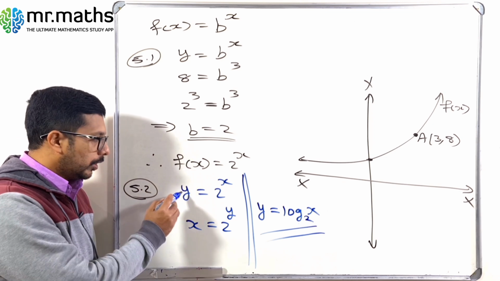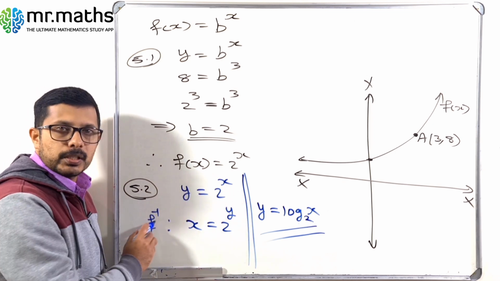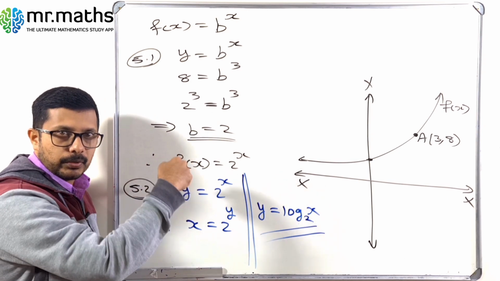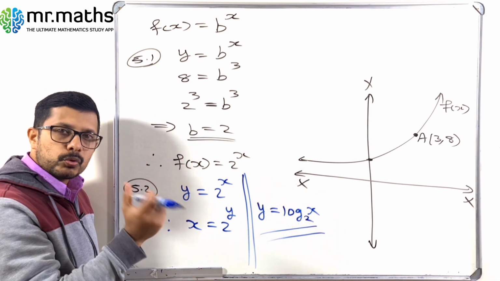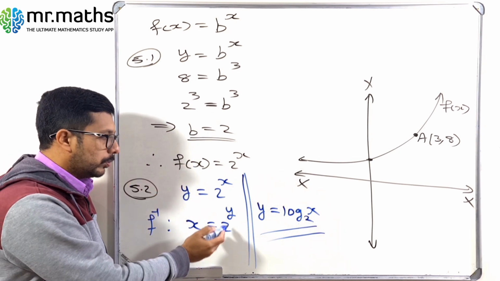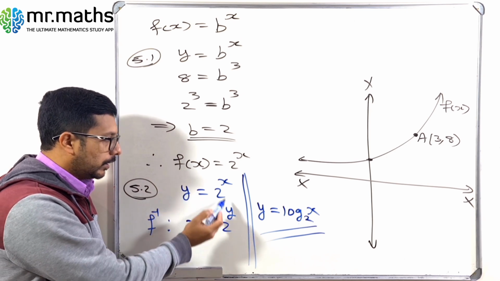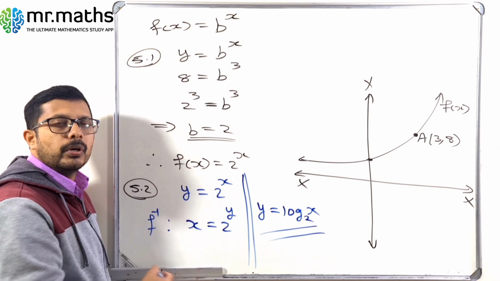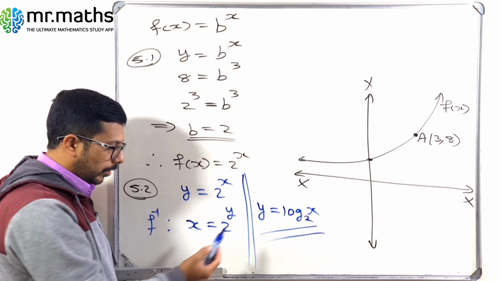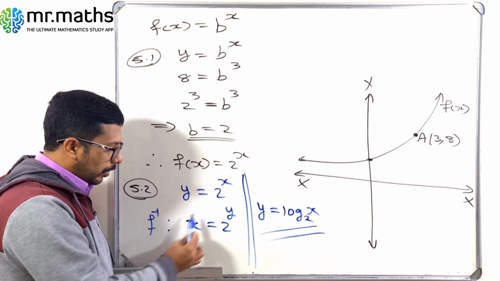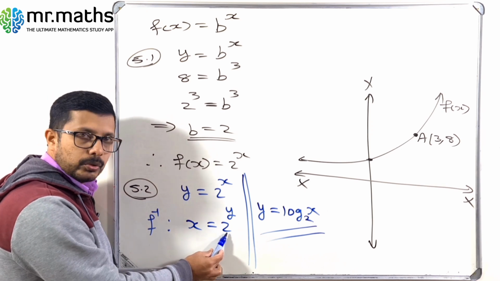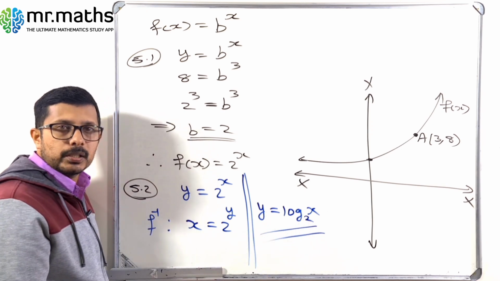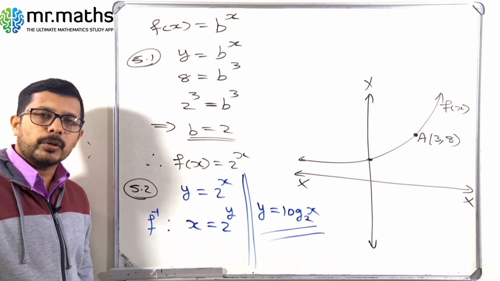So listen once more. y is equal to 2 raised to x is the equation of f of x, the given graph. To find the inverse you have to swap x and y. x is equal to 2 raised to y. This y became x, x became y. Then you have to write in the form y is equal to the logarithm. Log x to the base 2. y is equal to log x to the base 2. So that is question number 5.2.